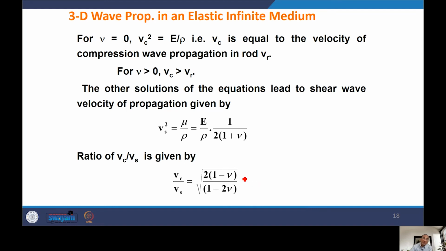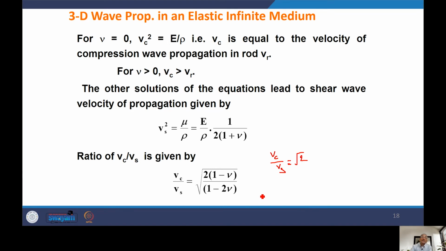Now this ratio Vc by Vs is given by this relation. You can see that for Poisson's ratio equal to 0, this ratio comes out to be square root 2. So in any case, Vc will be at least 1.41 times Vs. The minimum value of Vc by Vs is root 2, and when the value of Poisson's ratio increases, it increases exponentially. Especially when Poisson's ratio equals 0.5, this becomes infinity. So these things we will discuss again. The minimum ratio of Vc to Vs is square root 2.